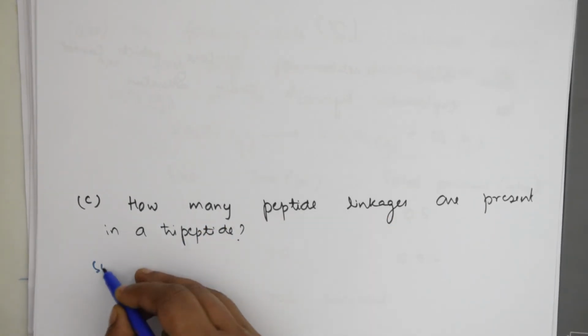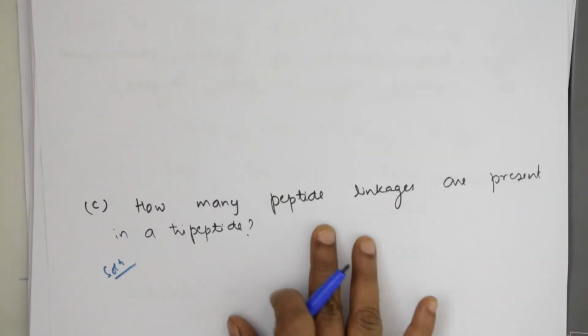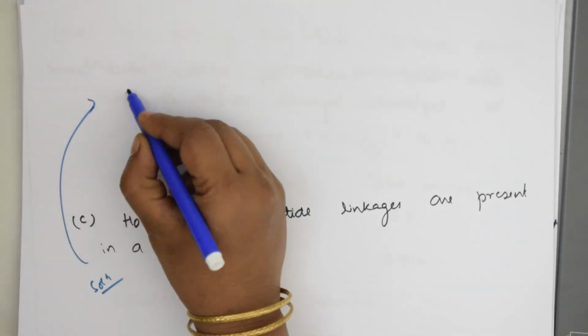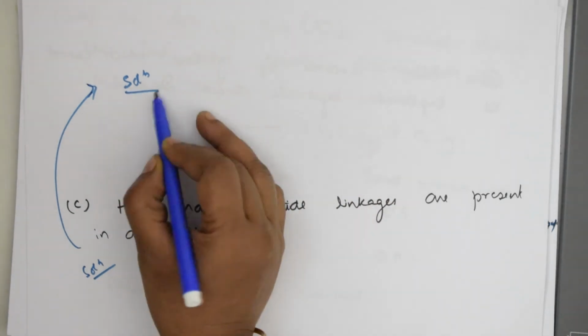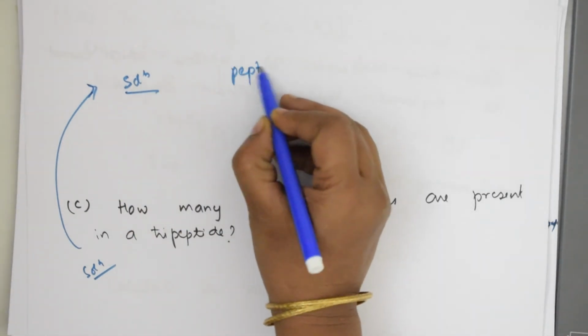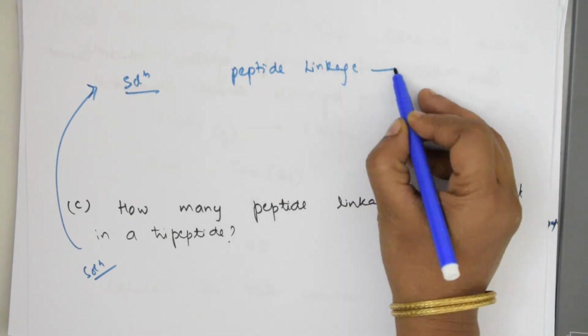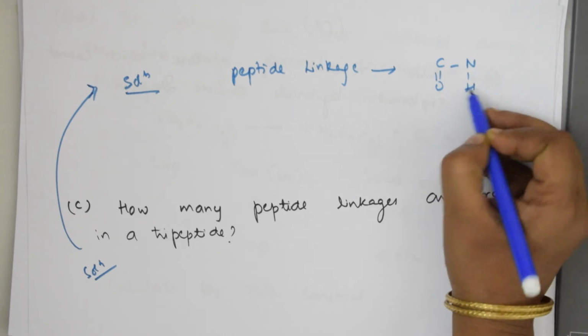When I have to speak about peptide linkages, I don't have place here, so I'll be writing the answer for this here, for the solution part. What is the answer? Whenever they say peptide linkage, remember one important thing. Peptide means the C double bond O NH linkage, the peptide linkage.